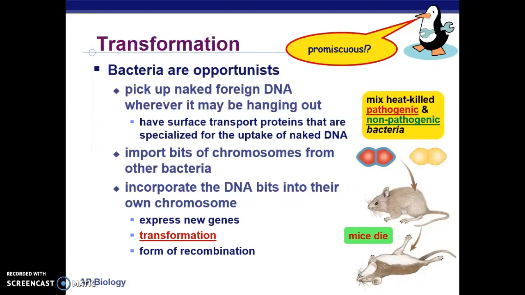The word we use to describe this process is transformation. The bacteria were able to pick up naked DNA, put it into their chromosome, and as a result they were transformed, or underwent transformation, because they were expressing new genes. Whenever organisms express new genes from a different organism or an organism of themselves, this is called recombination.